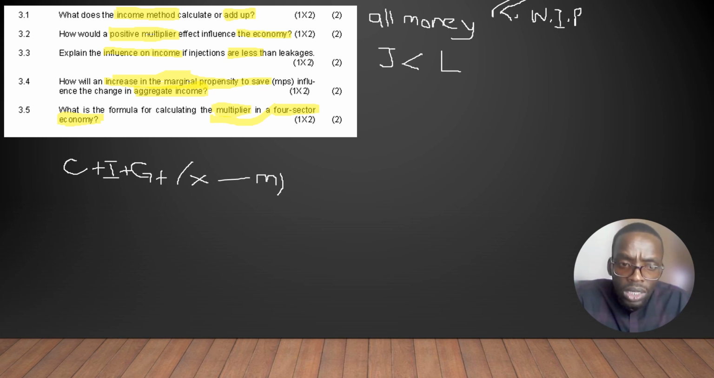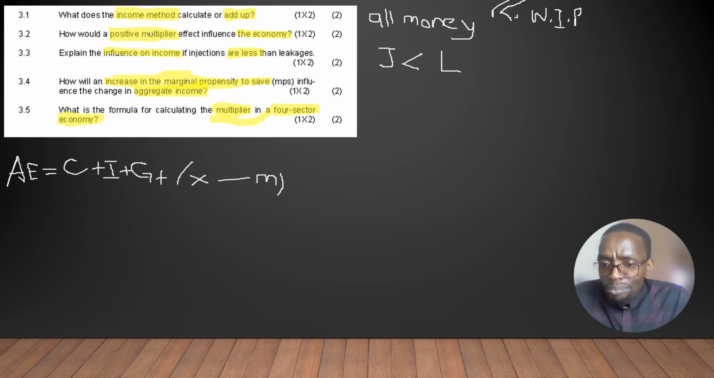Now this one is for an open economy, but it's not for calculating the multiplier. Learners need to understand this formula is not calculating the multiplier. This is the formula for calculating the aggregate expenditure in an open economy. Okay, so the question here is requiring us to give the formula for the multiplier, but in an open economy where we have a foreign sector.